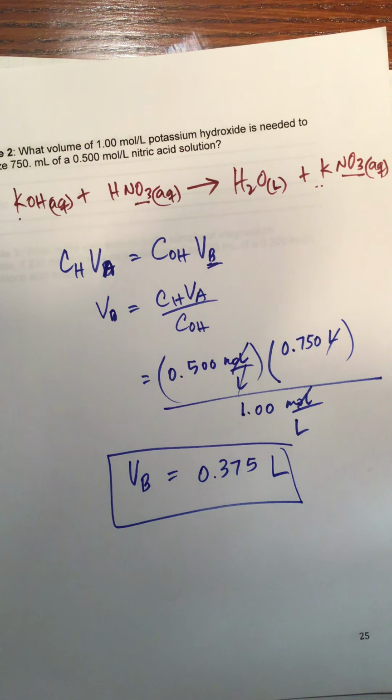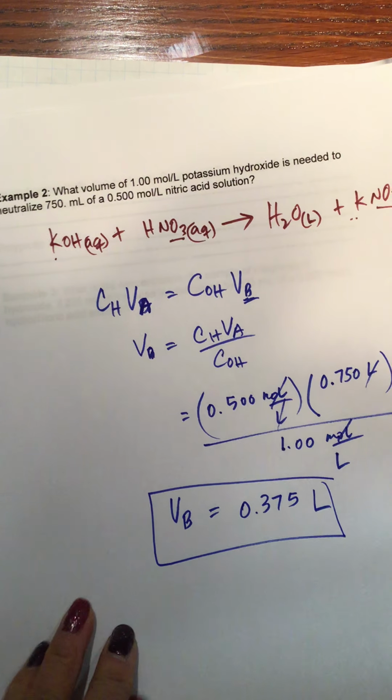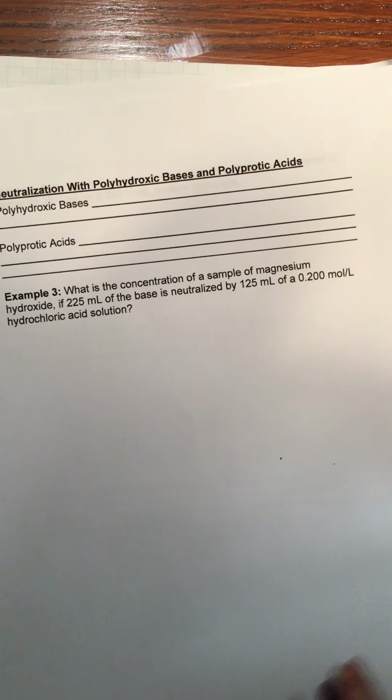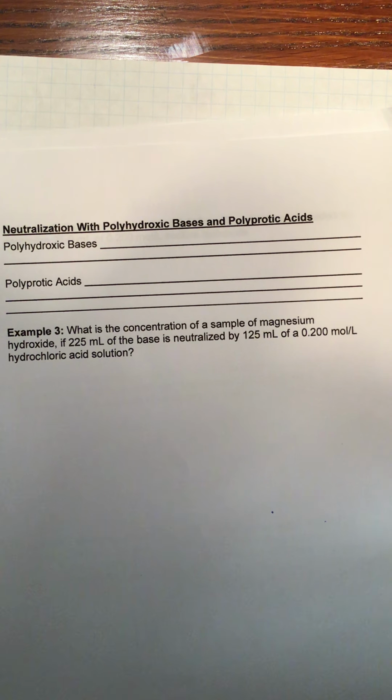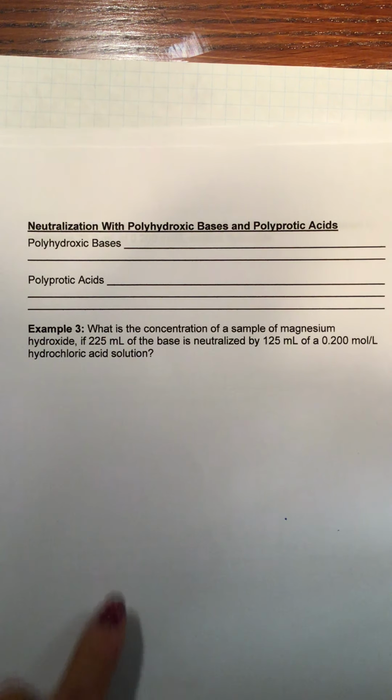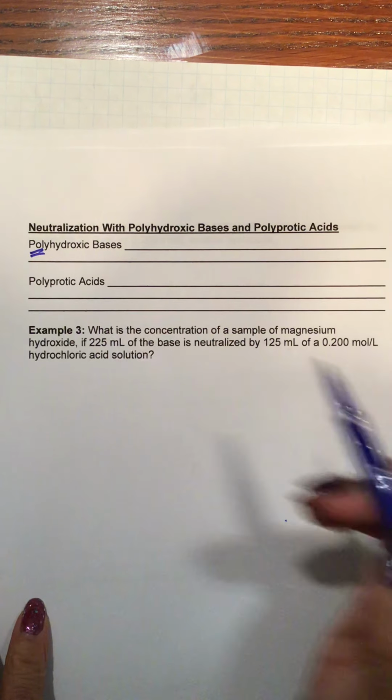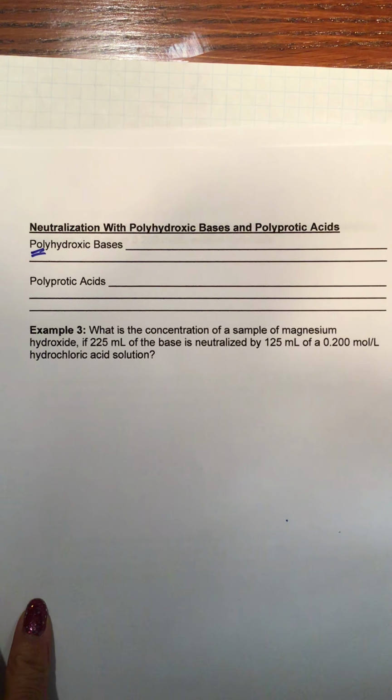Okay, so far we've only dealt with monohydroxic and monoprotic, and we haven't really looked at the stoichiometry in terms of ratio. Now, neutralization with polyhydroxic bases and polyprotic acids. In our previous lesson, we defined poly. Poly is a multiple, hydroxic is OH negative.